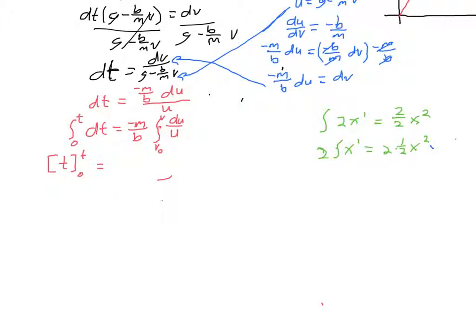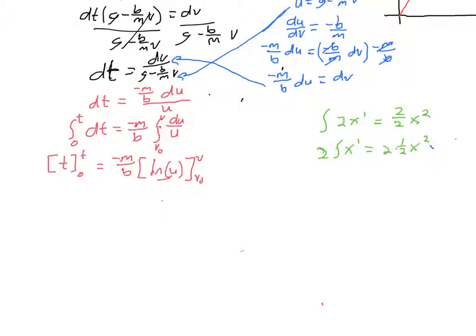Just to make things a little bit nicer, I have negative m over b, and the integral of du over u, please remember, is ln. So this is going to be times the ln of u. And technically I should have used absolute values there, but I'm not going to need that in this problem. And I would be evaluating this between v naught and v. Well, I've got a problem here, right? I've got ln of u, and I'm trying to evaluate between v and v naught. That's no good. I've got to get rid of this u.